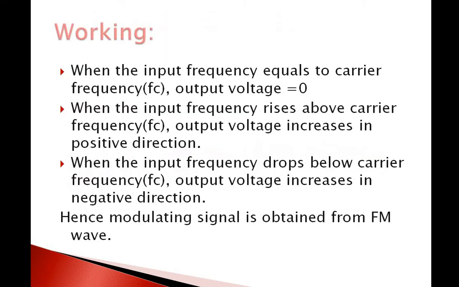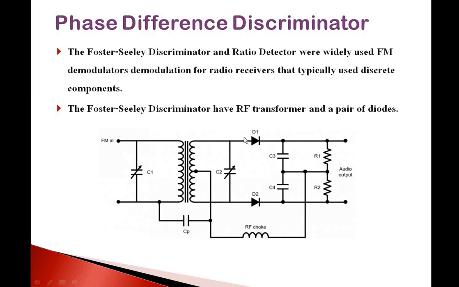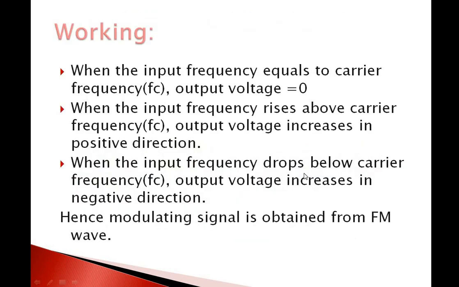So now, how is it going to work? First, I am going to tell about the case when the input frequency is equal to the carrier frequency. What is the instantaneous frequency, the input frequency you are getting? If it equals the carrier frequency, then of course your output voltage will be 0, because your amplitude is the same as that of your carrier frequency, so no modulation has been done, meaning your output equals 0.